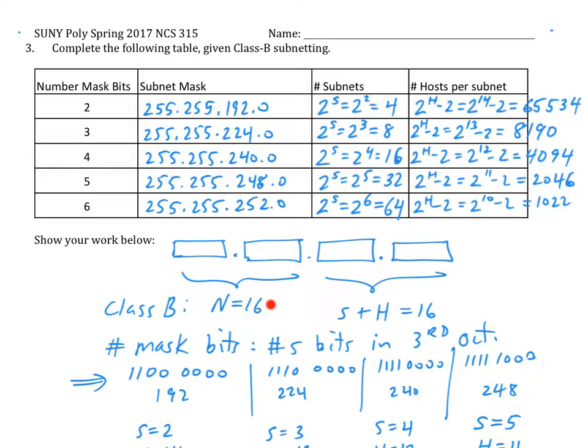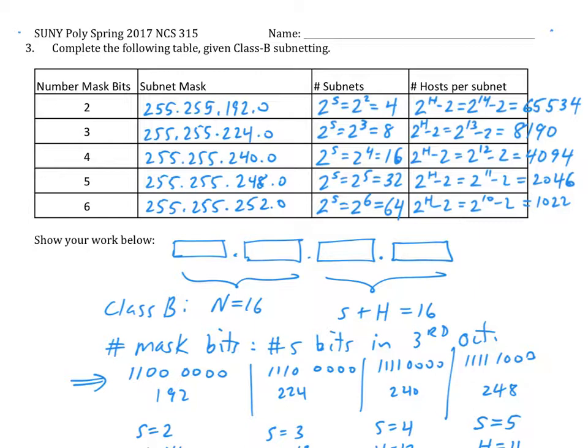N is equal to 16. And we've got the last 2 bytes, or the last 16 bits in the IP address, to divide amongst S and H. S plus H must sum to 16. And basically, it's asking us what are the subnet masks for various ways of dividing this up.